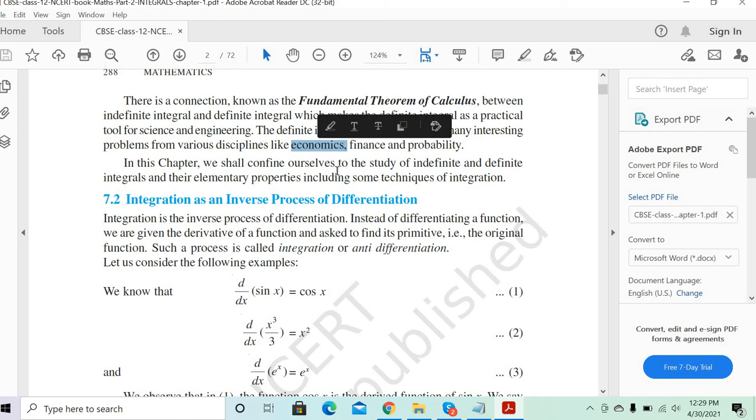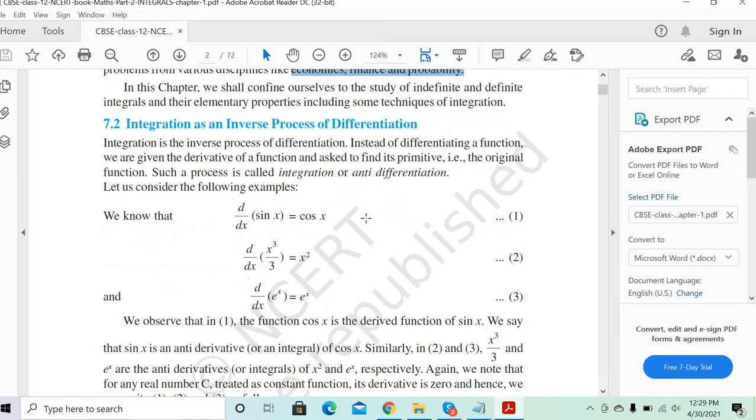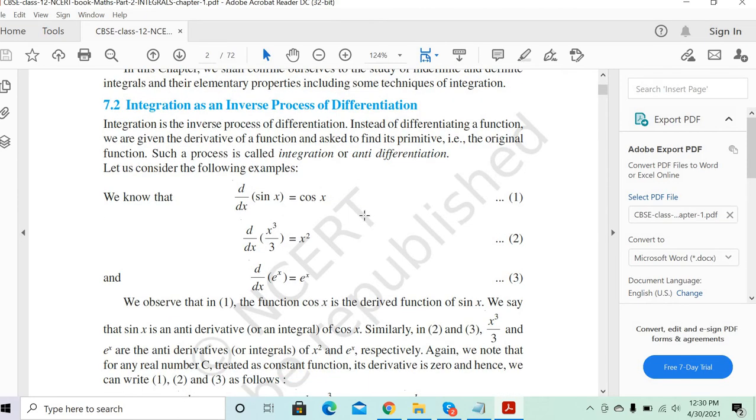Whenever they do projections of graphs, seeing the previous pattern of the graph, you can find out what the curve will look like, and then you can integrate to find a certain area, right? That can be done in economics, in finance, and also in probability. Good. Now let's go to integration as the inverse process of differentiation.